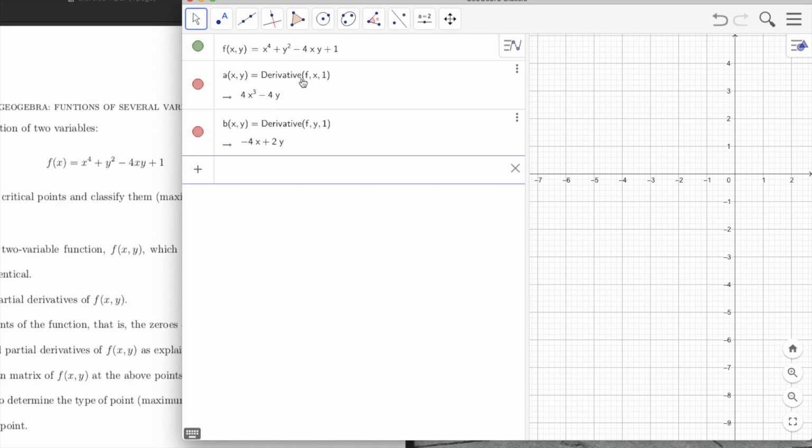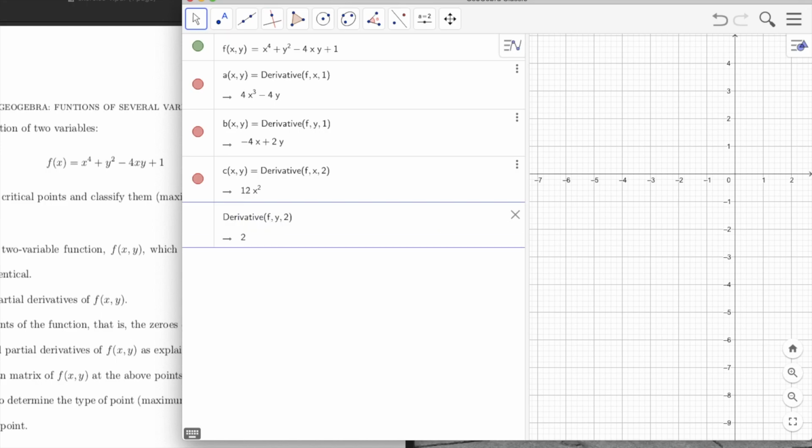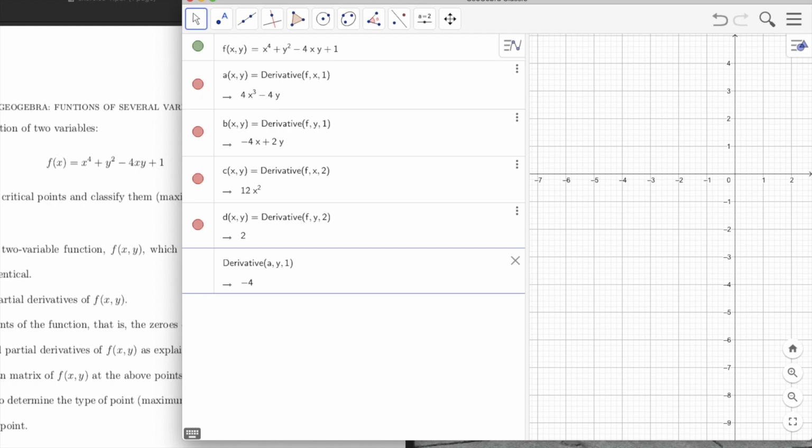We need the second derivative with respect to x twice. So we put here derivative of f_x twice, and the second derivative of f with respect to y twice. But we also need the mixed derivative, once with respect to x and once with respect to y. The best way to compute it is to take the derivative of the x-derivative with respect to y once. There it goes. So this is the partial with respect to x twice, y twice, and once x, once y.